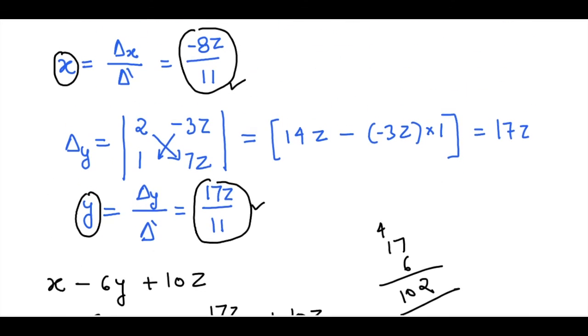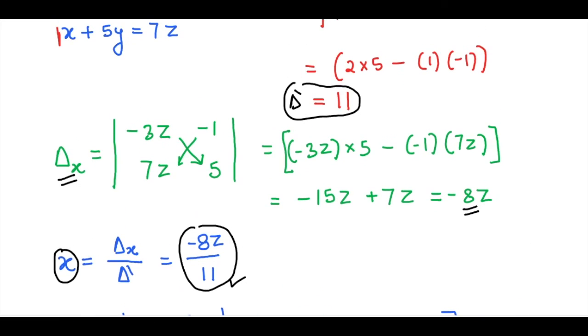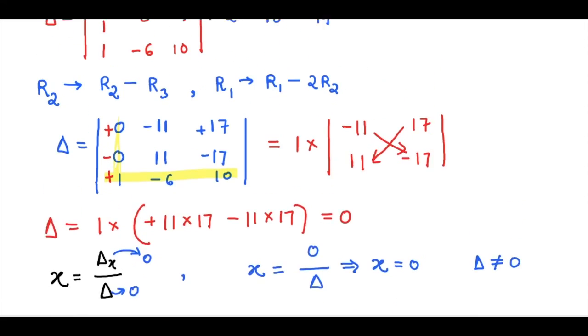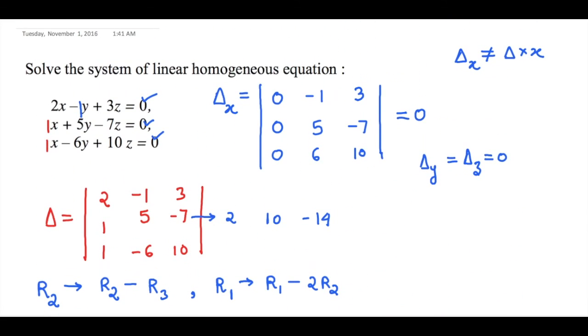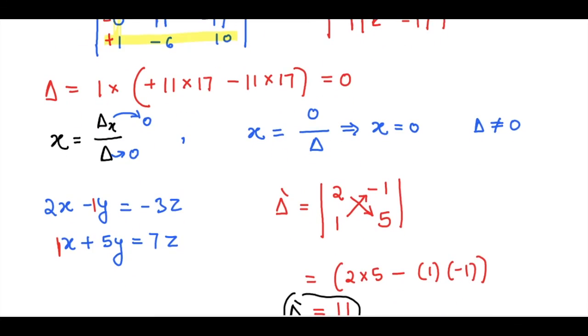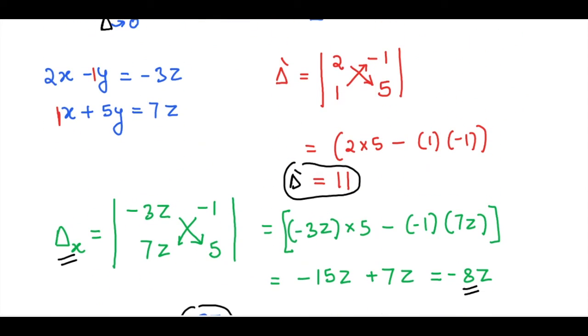So we have infinitely many solutions. By putting different values of z, you will get different values of x and y. Suppose if you put z equal to 1, you will get different values of x and y. If you put z equal to 2, you will get different values of x and y.